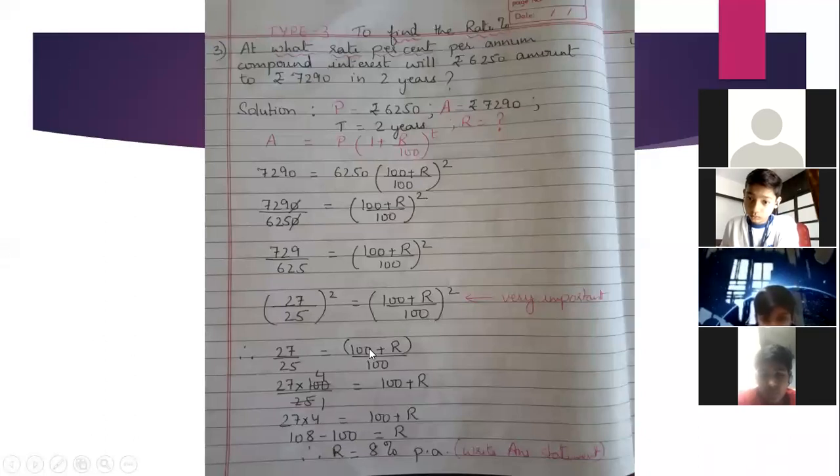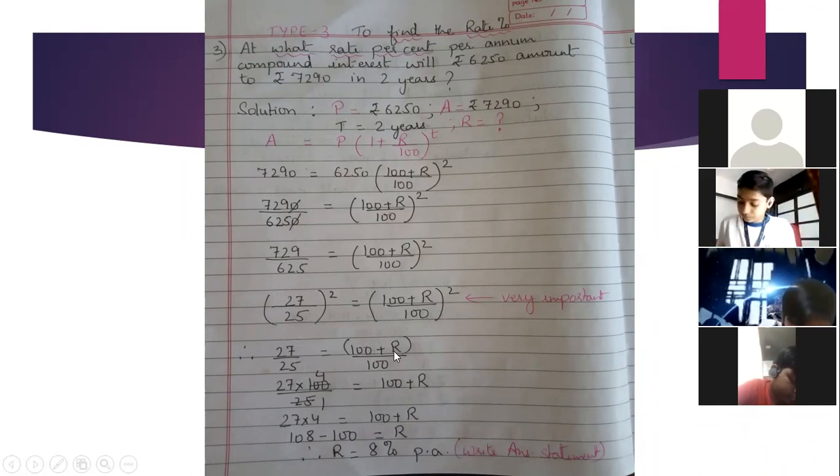You don't need to write that sentence. Once your powers are same, you will directly just equate both sides' bases. That means your left side base will be equal to right side base. So you will reach over here, 27 upon 25 is equal to 100 plus r by 100. Now 100 plus r is the numerator. You will still keep it in the bracket.